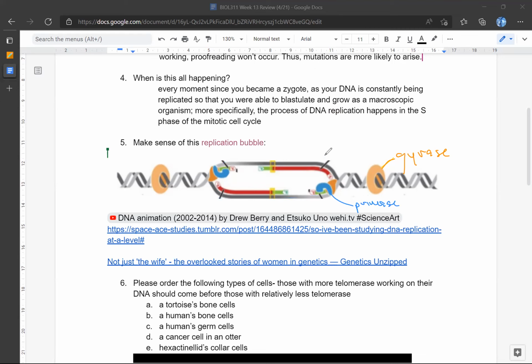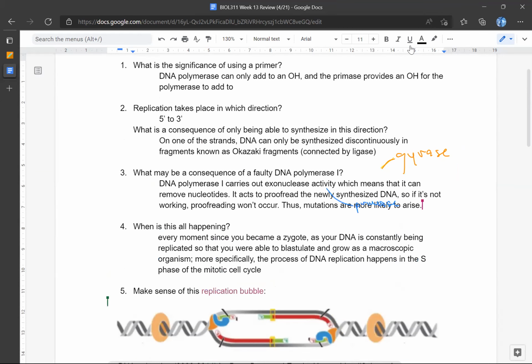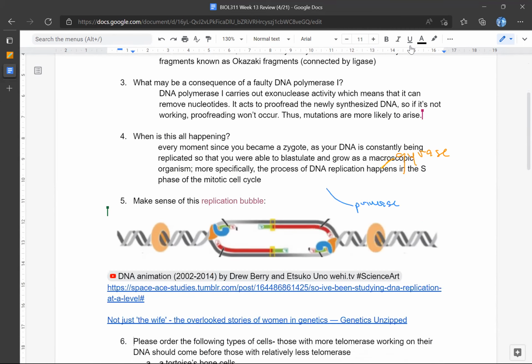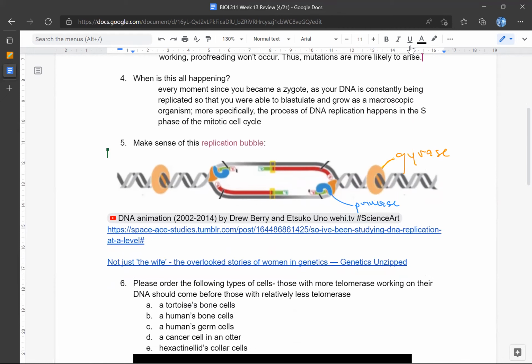Like Sam mentioned earlier, DNA polymerase doesn't just go, go, go. It needs something to latch onto to start its replication in the first place. Yeah, DNA polymerase needs something to attach to to start its replication in the first place. And primase does that by providing primers. It primes it.